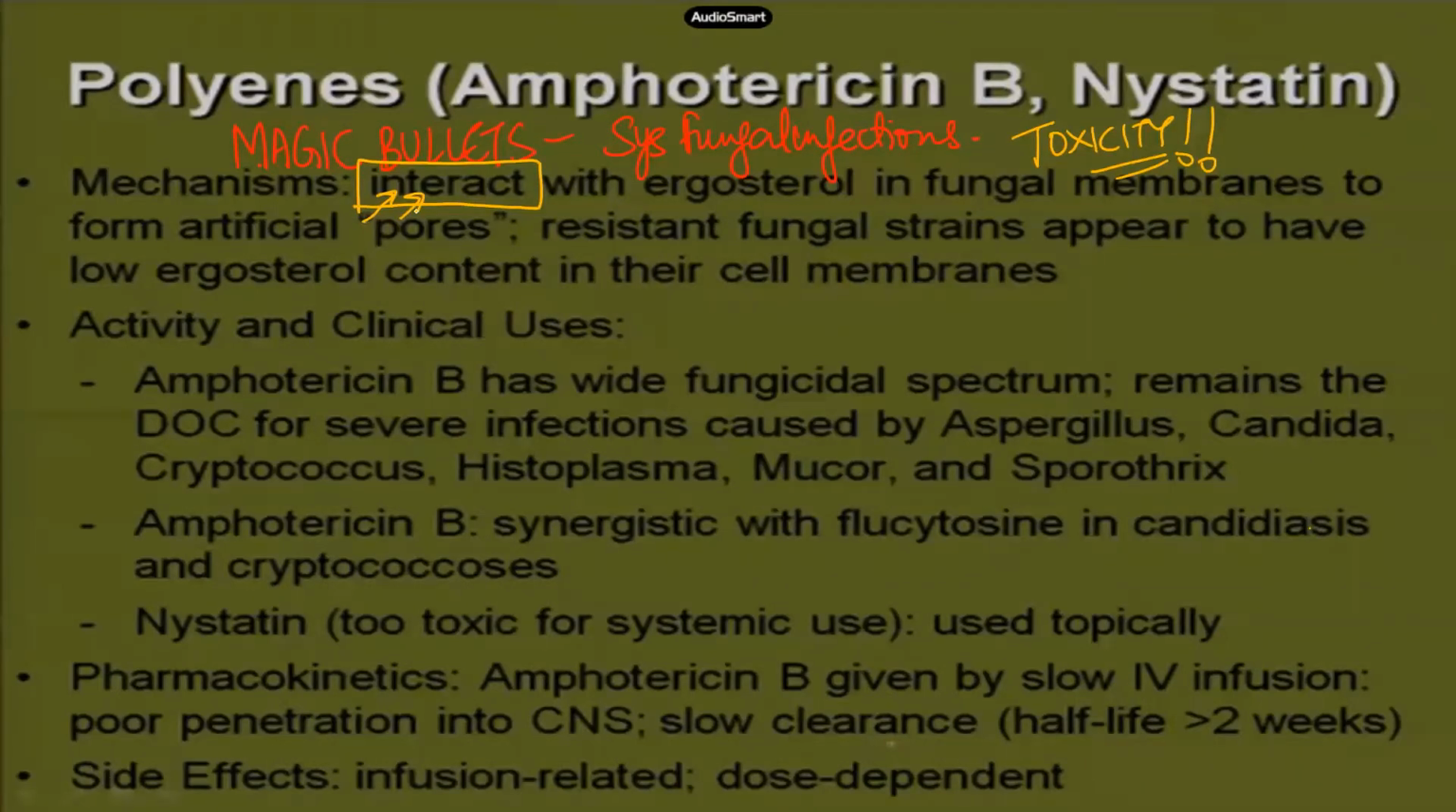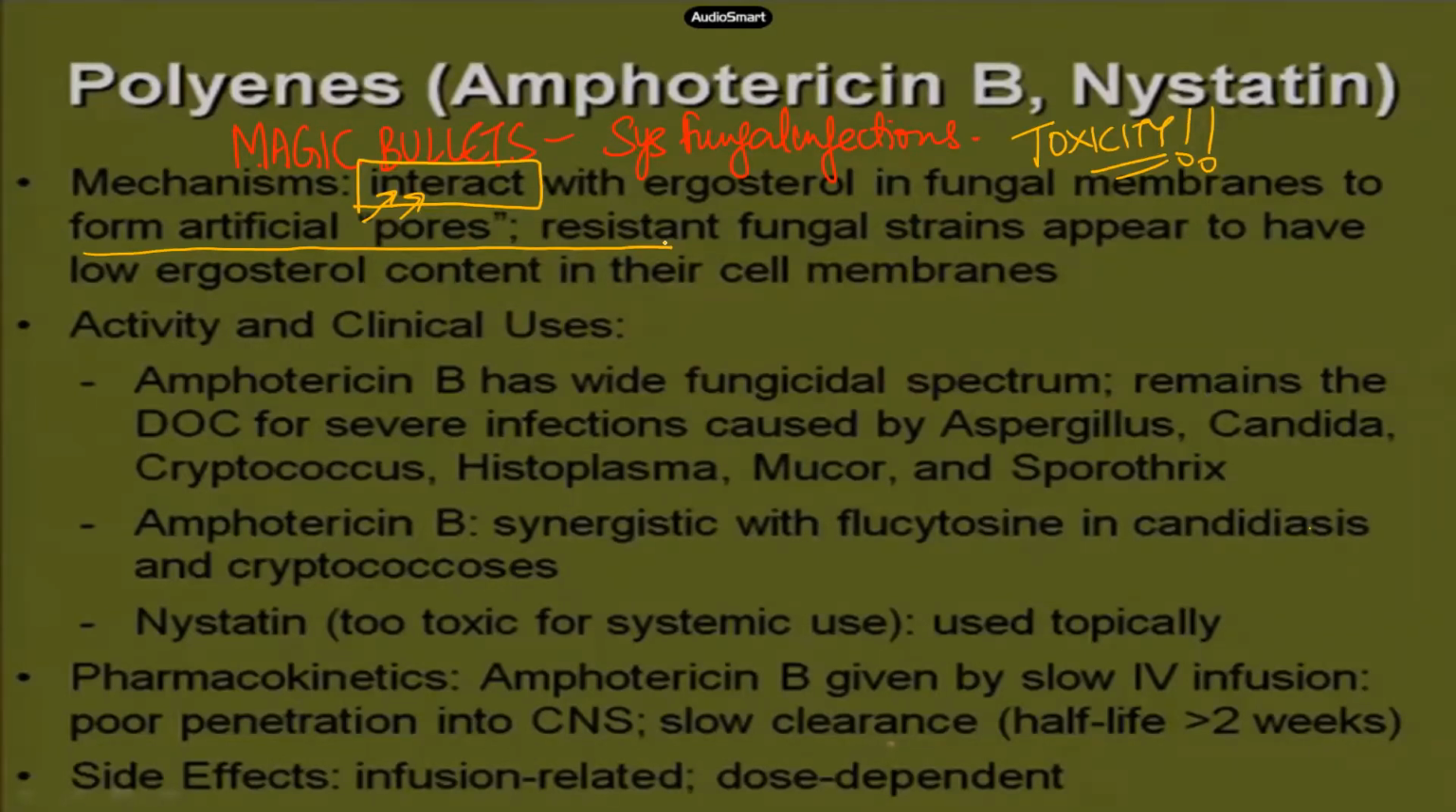Now, interacting with it simply means that it binds to the ergosterol. And binding to ergosterol, it results in the formation of holes in the membrane of the fungus. And these artificial pores will cause fungicidal activity. So this, in fact, what I have described is the mechanism of action by which these polyenes work. They interact with the ergosterol in the fungal membrane to form artificial pores which will cause fungicidal activity.